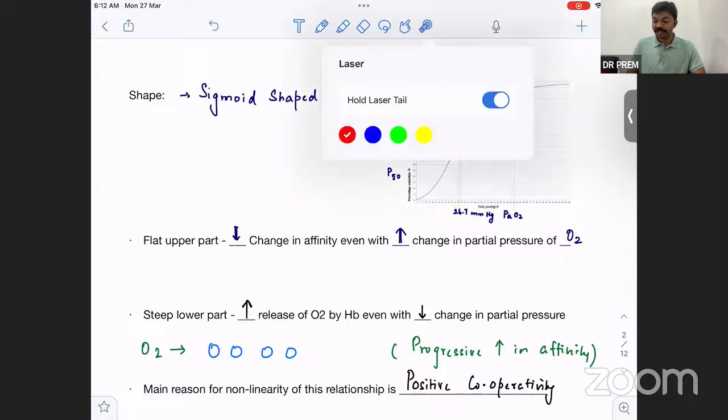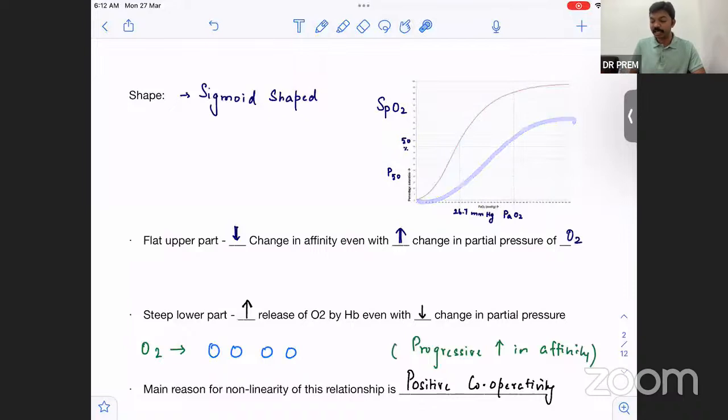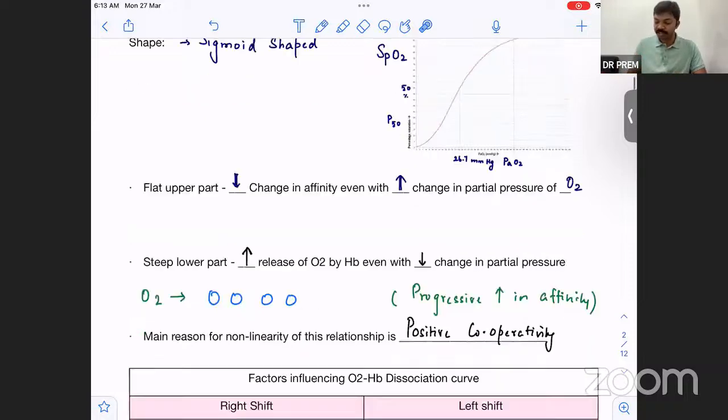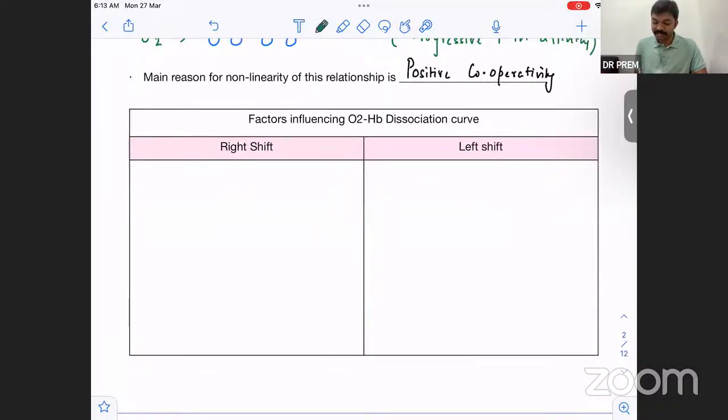When the curve is shifted to the right, if you can see, at 26 millimeters of mercury PaO2, hardly 10 or 20% of hemoglobin is saturated. It tells us that hemoglobin is losing oxygen. So right shift of the curve indicates there is going to be decreased affinity of hemoglobin for oxygen.